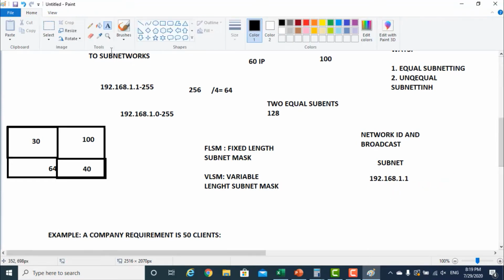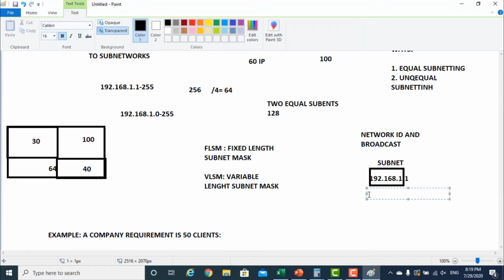This is a network where, because of class C, the first 3 portions are related to the network. Okay. For this network, what is the network ID? The first initial host of this network is called the network ID. What's the first initial? 192.168.1.0. So the 0, the first host of this network, is reserved for the network ID.